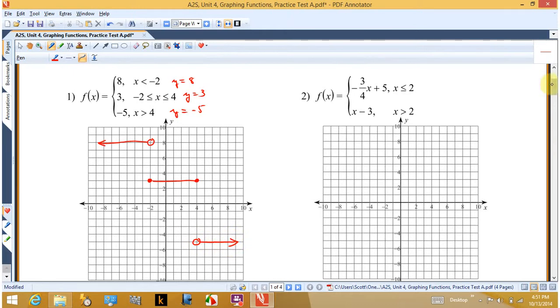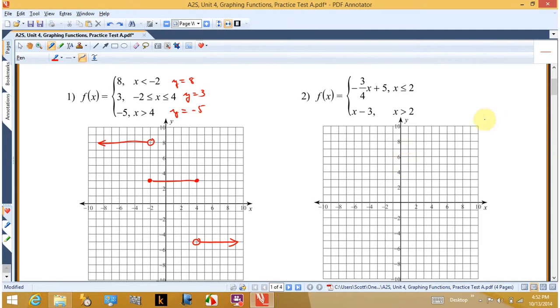Next problem. This one's going to be a little bit harder to plot because we don't have nice equations here. You can see that we have a negative 3/4 x plus 5, and that's where x is less than or equal to 2. So that one is going to end over here, and the other one, x minus 3, will start there. So we're going to do that. Since the function x minus 3 is never even going to touch the y-axis, we cannot use the y-intercept and set it up in slope-intercept form.